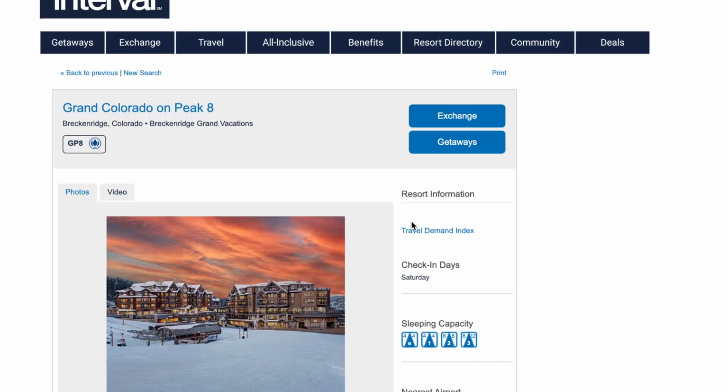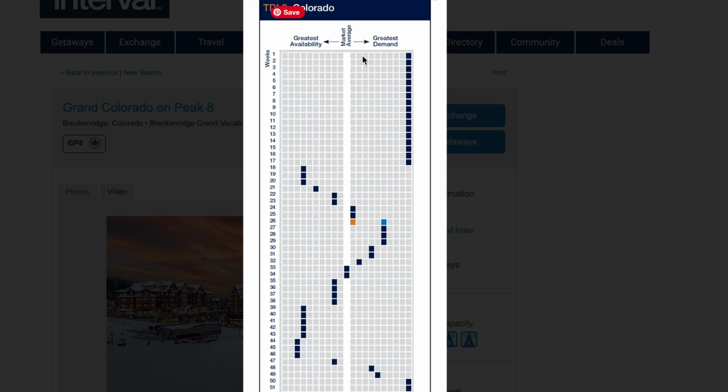And over here on the right-hand side, you can see it's got something called the Travel Demand Index. It shows you the weeks with the greatest demand and the weeks with the greatest availability. So here you can see weeks 1 through, I think that's 17 or 18. Those are all ski weeks. That's January through March. And those are going to be the most popular times to go to that resort, as well as these weeks down here in December.